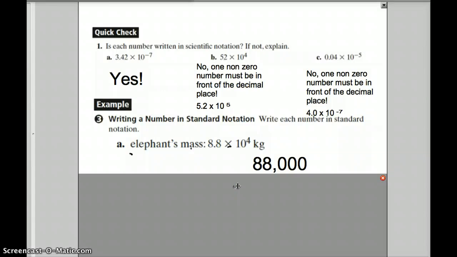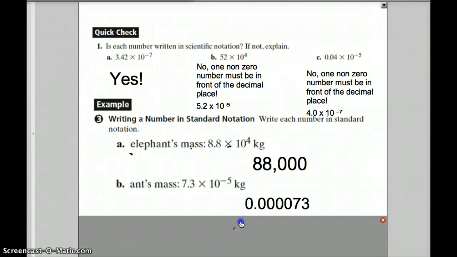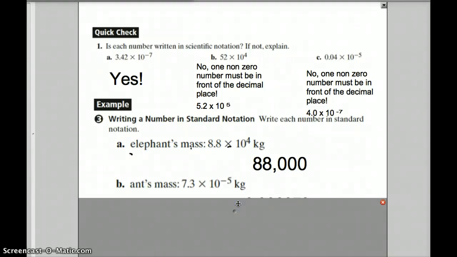Depending on how you have your calculator set, it will show you so many decimal places on the screen, and then it will automatically, after so many place values, kick into scientific notation. All right, so we have a smaller value here. We have an ant's mass, okay, and it's 7.3 times 10 to the negative 5 kilograms, so it's very, very small compared to the elephant's mass.